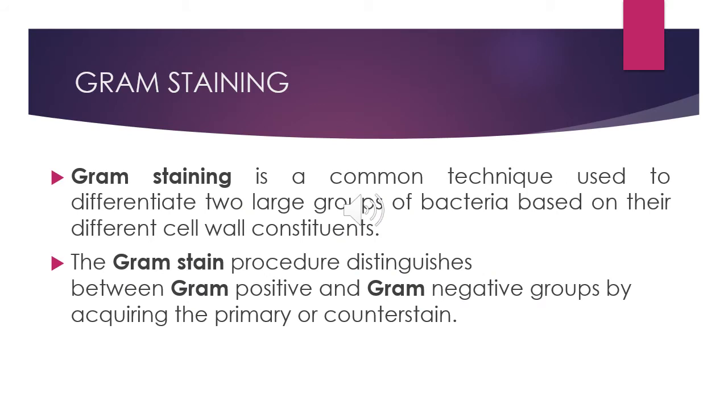Let us now go to differential staining. The most common in the microlab is gram staining. It's a common technique used to differentiate two large groups of bacteria based on their difference in cell wall constituents. The gram stain distinguishes gram-positive from gram-negative groups based on acquisition of the primary stain, which is crystal violet, and the counterstain, which is safranin.